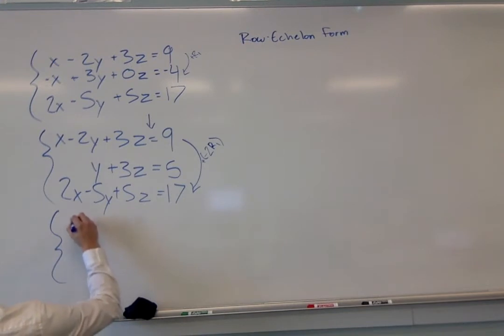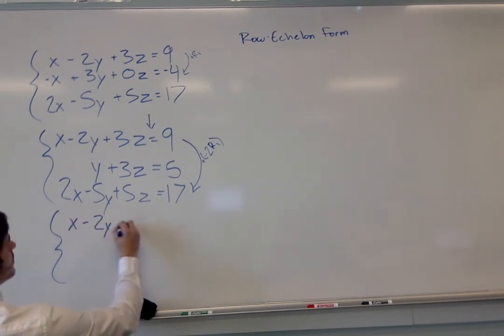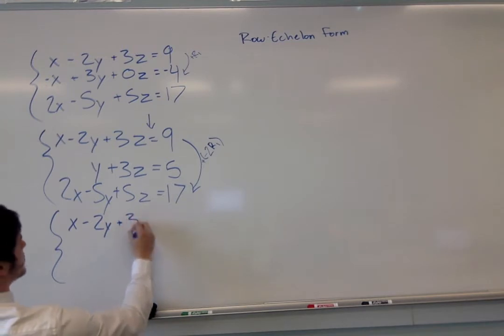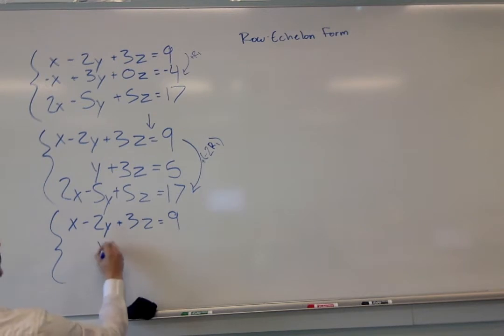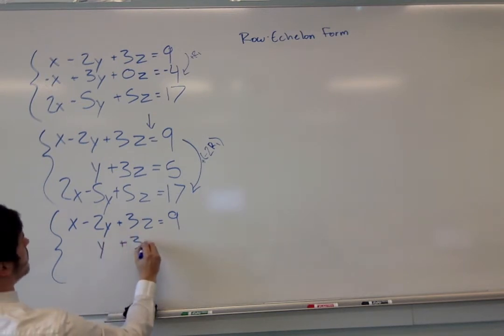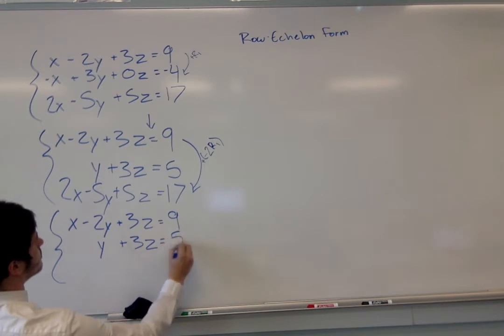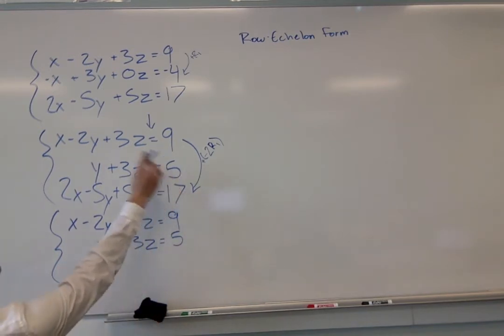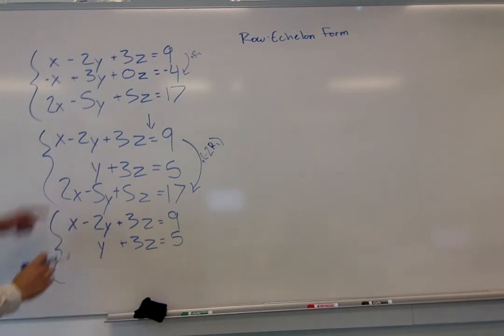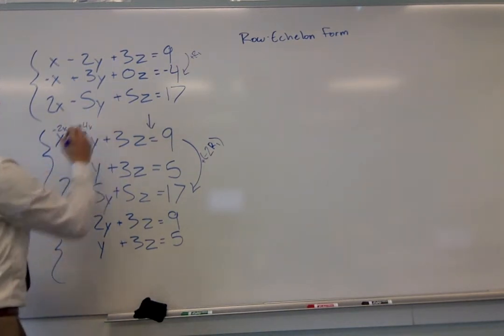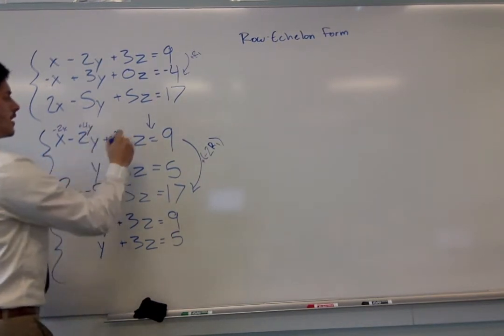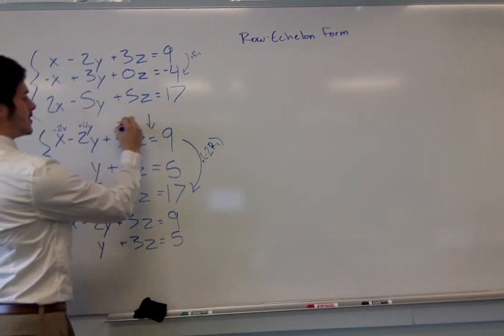So we still have our top equation that hasn't changed at all. And then we've got our middle equation that is the same as last step. And now we're adding negative 2R1 to this whole equation. So that's going to end up being negative 2x. That's going to end up being 4y. And this is going to end up being negative 6z.